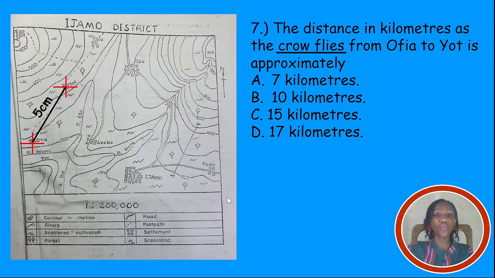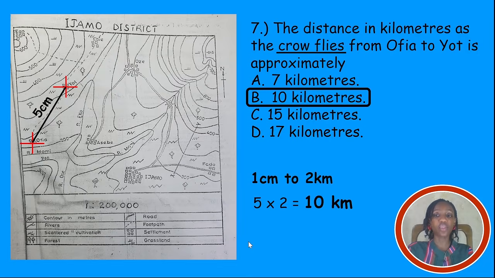So now we just need to convert this because this is map distance. We need to convert it to the actual ground distance. And for that, we need to recall our scale, 1 centimeter to 2 kilometers. Therefore, the actual distance between the two settlements will be equal to 5 times 2, which is equal to 10 kilometers. And that makes option B our answer.